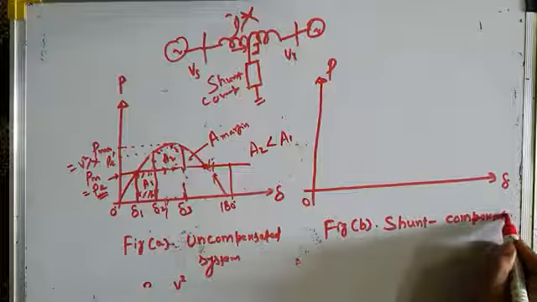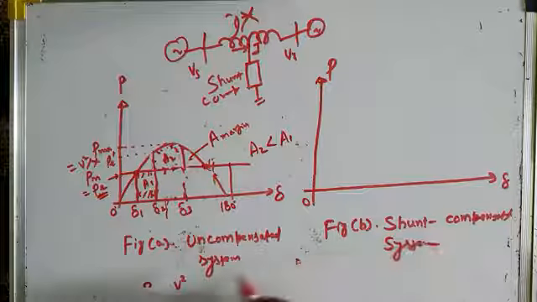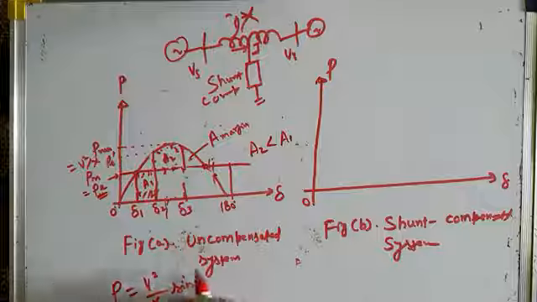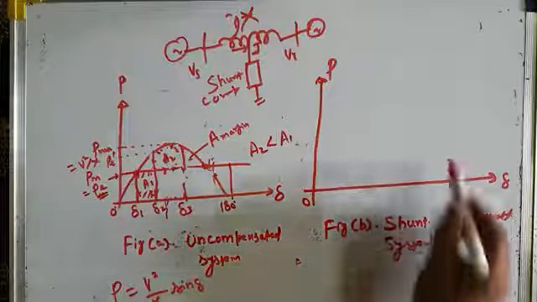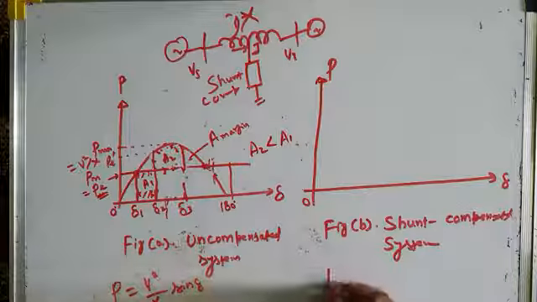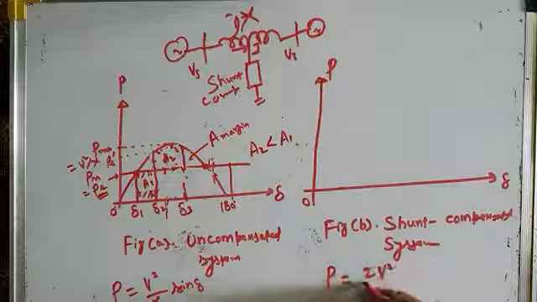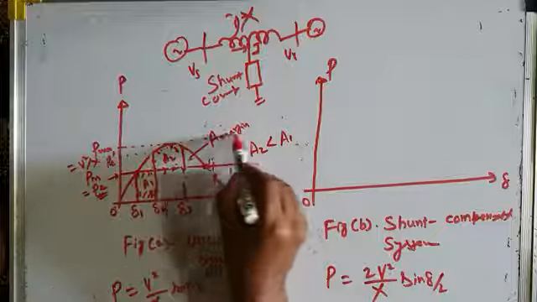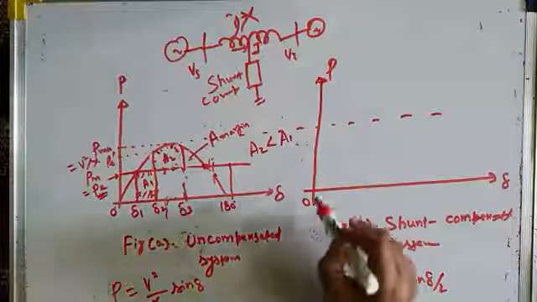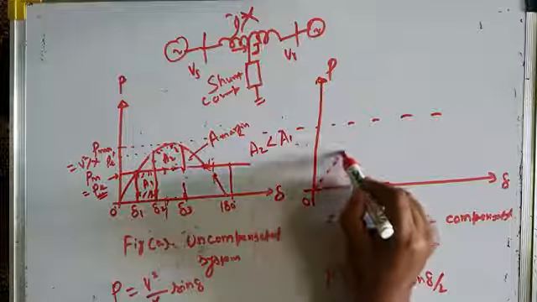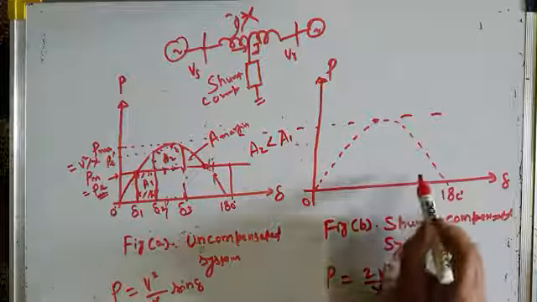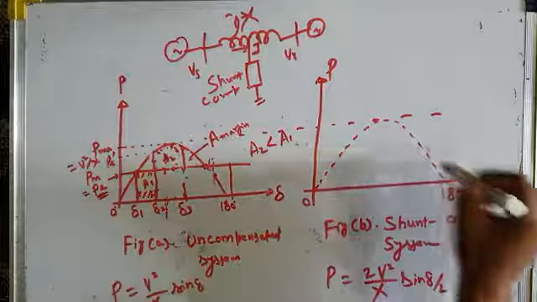Figure A was for the uncompensated system, in which case power transferred over the line was given by this equation, P equal to V square by X sine delta. For the shunt compensated system, which I will show in figure B, the power transferred over the line is 2V square by X sine delta by 2. So let me draw the graphs again. This is again delta equal to 180 degrees. This is uncompensated, same graph I am putting here.